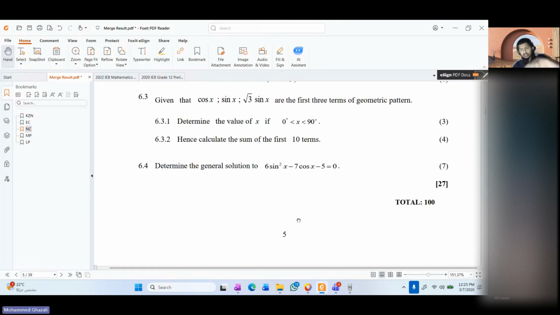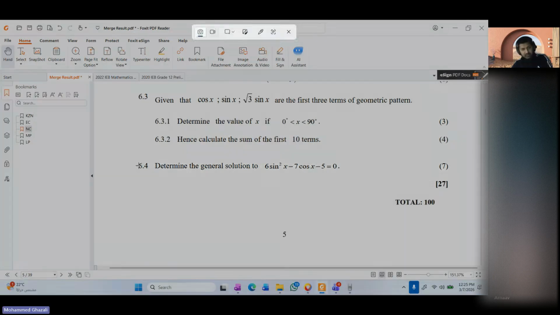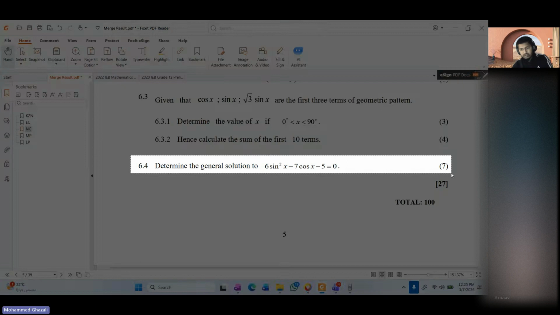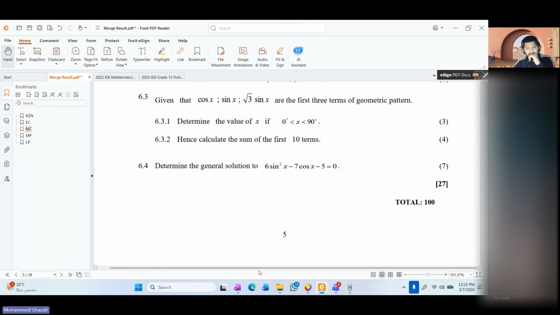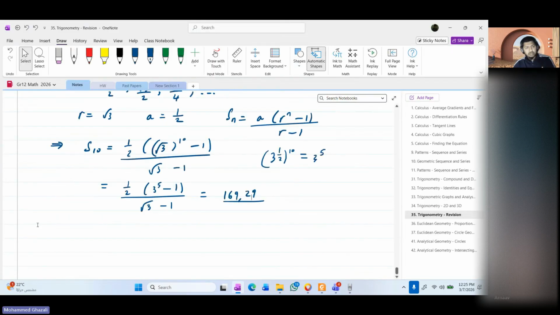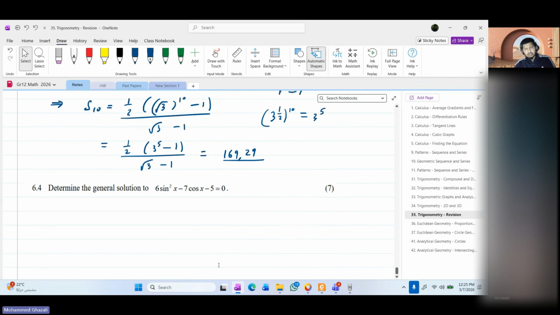And I want to look at this question here. Finding the general solution to something like this. Is it difficult? No. I will show you how to proceed, okay? Not difficult at all. You can clearly see this is a grade 11 problem, not grade 12 at all. Why? Because you've got a quadratic. So you just need to convert the sine squared in terms of cos.